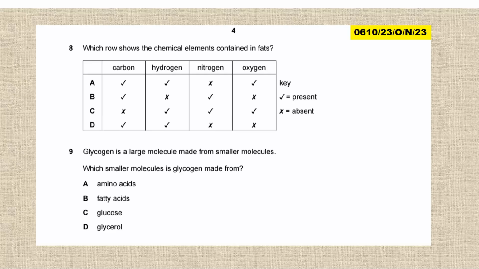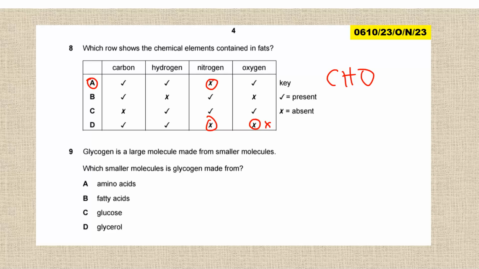This is paper 2, variant 3, October/November 2023. Which row shows the chemical elements contained in fats? So fats contain the same as carbohydrate: carbon, hydrogen, oxygen. So nitrogen should not be ticked. So we are targeting this one or this one. Now the fact that this one is not ticked is not the answer. So the answer is A.